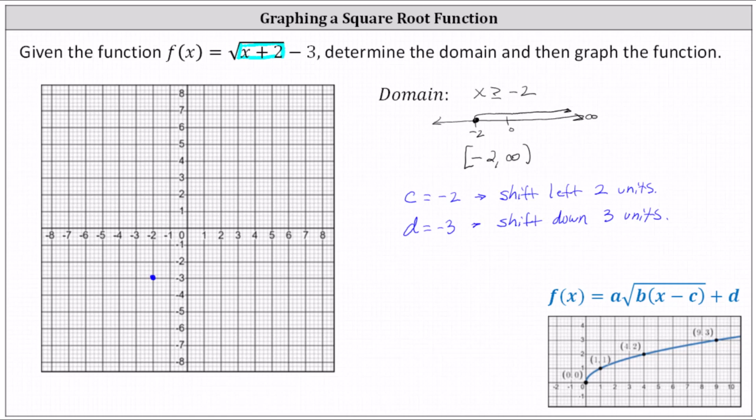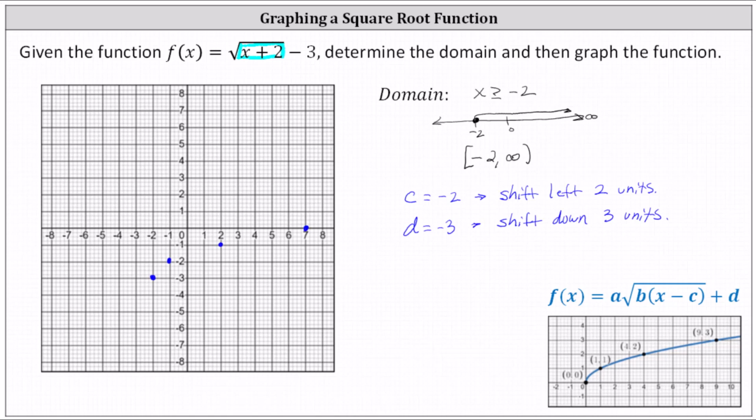The next key point is 1, 1. Starting at 1, 1, we move left 2 units and then down 3 units. This point is also on the graph of f of x. Starting at the point 4, 2, we move left 2 units, down 3 units. If we started at the point 9, 3, which is off the coordinate plane, but if we moved left 2 units, we would be at 7, 3, and then we'd move down 3 units to the point 7, 0. And now we have 4 points that we can use to graph the given function.